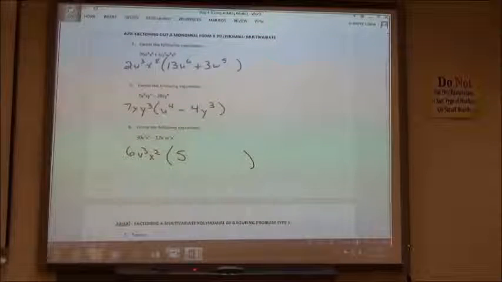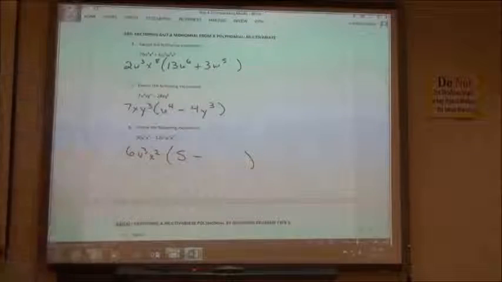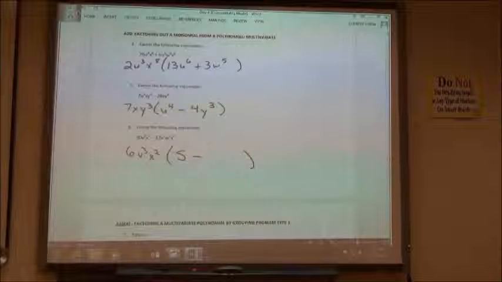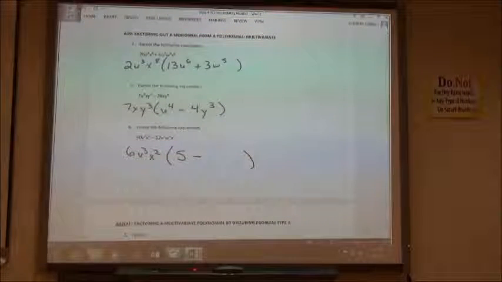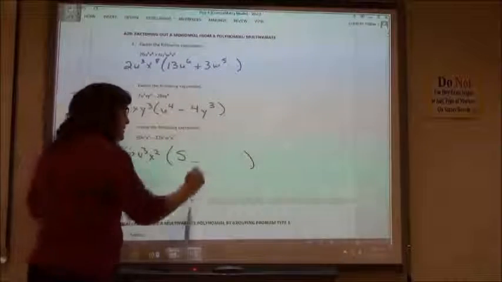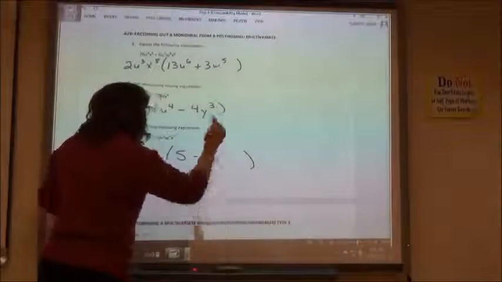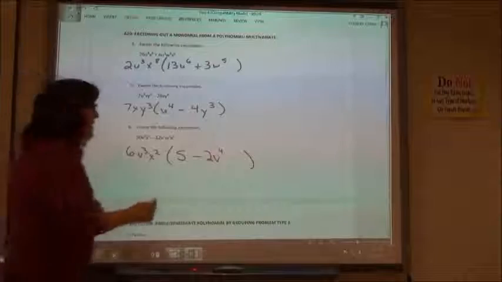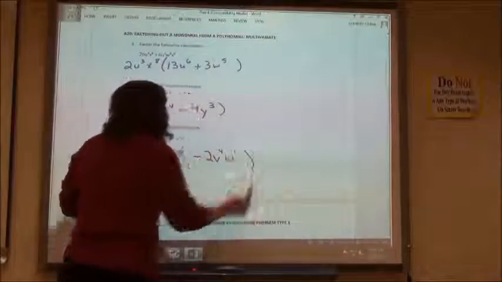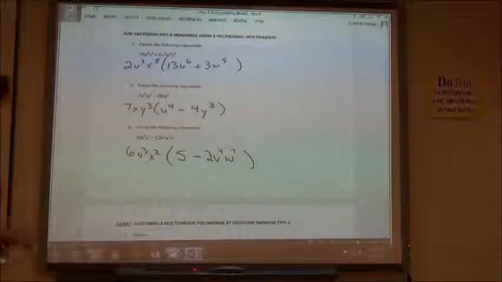On my second term, I'm going to have that minus sign. And if I have 12v to the 7th, w to the 7th, and x to the 2nd, but I divide out the 6v to the 3rd, x squared, I'm going to be left with 2v to the 4th, yep, and the w to the 7th. And the x's will be gone. All right, so you divide those coefficients, subtract out your exponents.